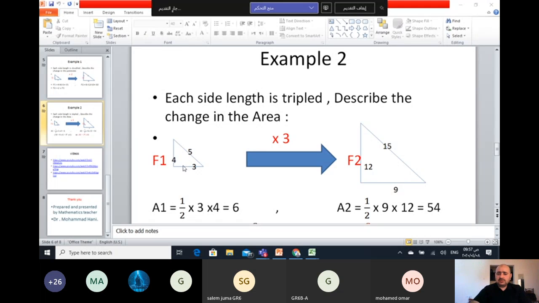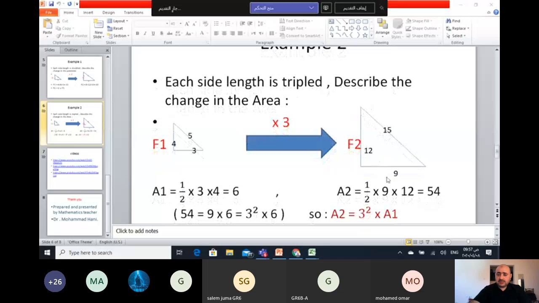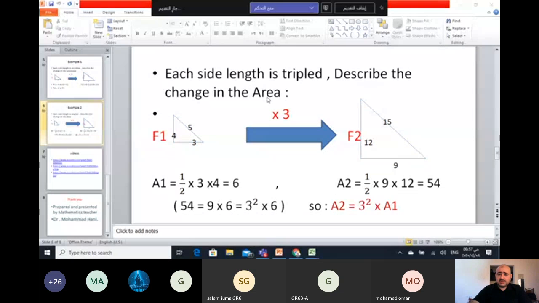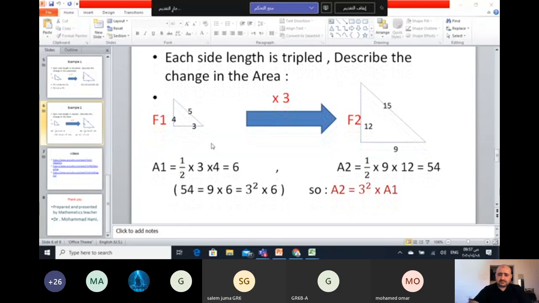In figure 1 here, as you see, we have 3 sides: 4, 3, and 5. Now try to triple the dimensions. 5 multiplied by 3 will be 15. 3 multiplied by 3 will be 9. 4 multiplied by 3 will be 12. So I have now a new figure with new sides: 9, 15, and 12. I want now the change in the area. So find the area of the first triangle, then find the area of the next triangle, then compare between the results.